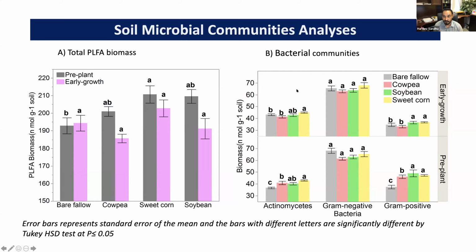Same with bacterial communities. We did see some difference. Sweet corn showed higher bacterial communities at the pre-plant stage. Gram negative bacteria were similar in all of them, but gram positive bacteria were higher in sweet corn and in all rotation crops compared to bare fallow.